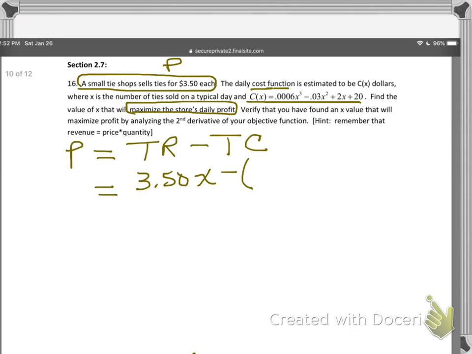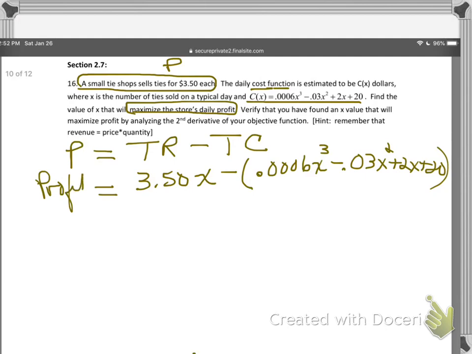So the costs they established are 0.0006x cubed minus 0.03x squared plus 2x plus 20. Okay, that's my profit equation, and my job is to maximize profit. Notice that we don't have a linear demand curve. We have a straight demand curve because this is a small shop. So his actions do not impact the price, and therefore it's just a straight up price times quantity situation.